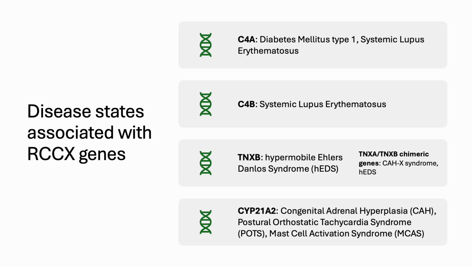There are disease states associated with each gene in the cluster. C4A is associated with diabetes type 1 and systemic lupus erythematosus. C4B is also associated with lupus, and SLE is driven by C4A deficiency primarily rather than C4B. TNXB is associated with hypermobile Ehlers-Danlos syndrome, and the TNXA-TNXB chimera is associated with congenital adrenal hypoplasia X syndrome. CYP21A2 is associated with CAH, postural orthostatic tachycardia syndrome, and mast cell activation syndrome.